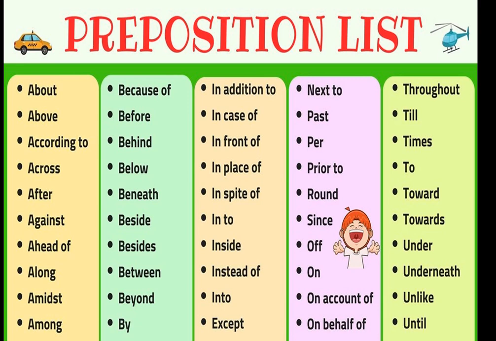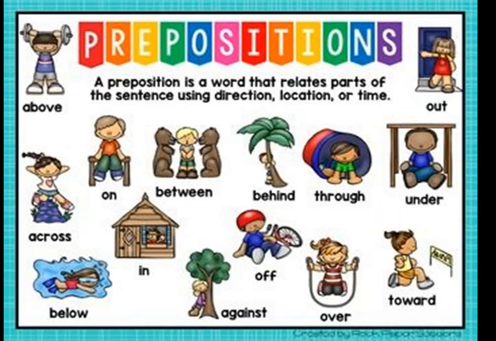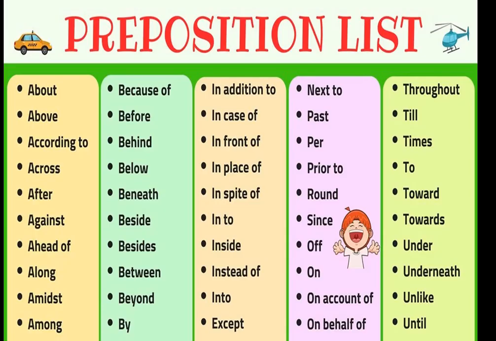Here is the list of preposition examples. We can see many words which are related to location, direction or time. Some prepositions indicate direction, and some indicate position. For direction we can see the words along, towards. So these are the words which indicate direction.